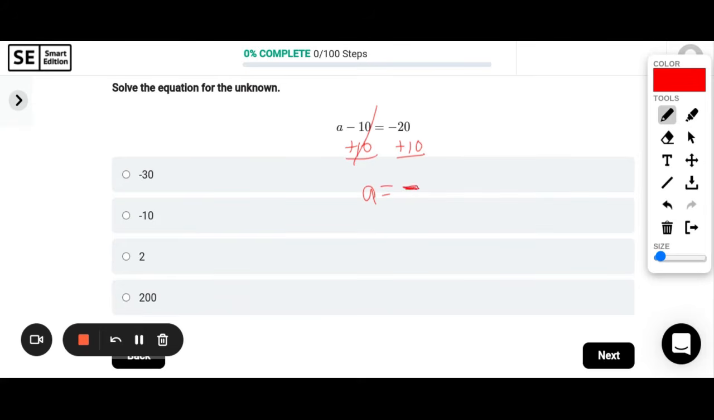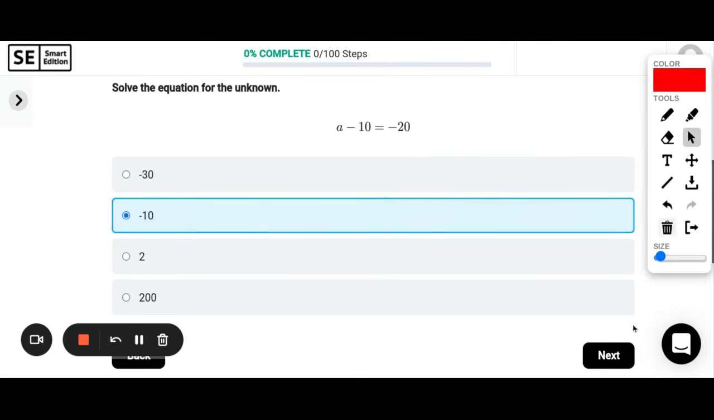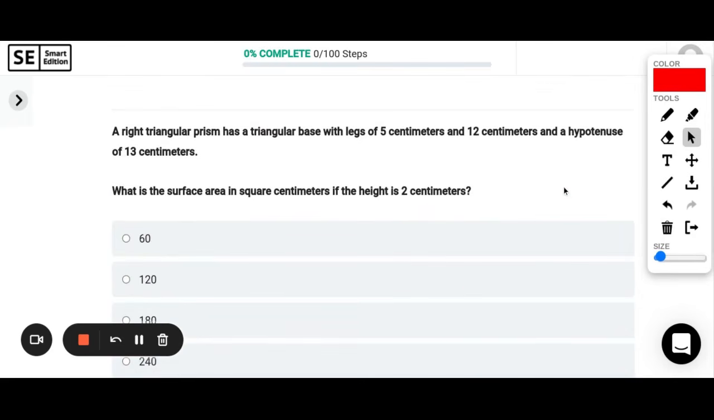Because the negative number is bigger, it's going to be negative, okay? And then the difference here would just be 10. So a has to equal negative 10.